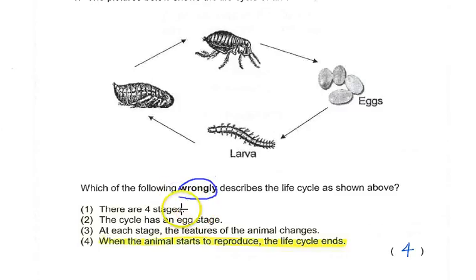Okay, there are 4 stages, correct? All right, and each stage of the life cycle has the features of the animal changes. Yes, changes. And this is wrong, where it says when you start to reproduce, the life cycle ends. For a life cycle, the life cycle continues when you start to reproduce. Okay, let's carry on.